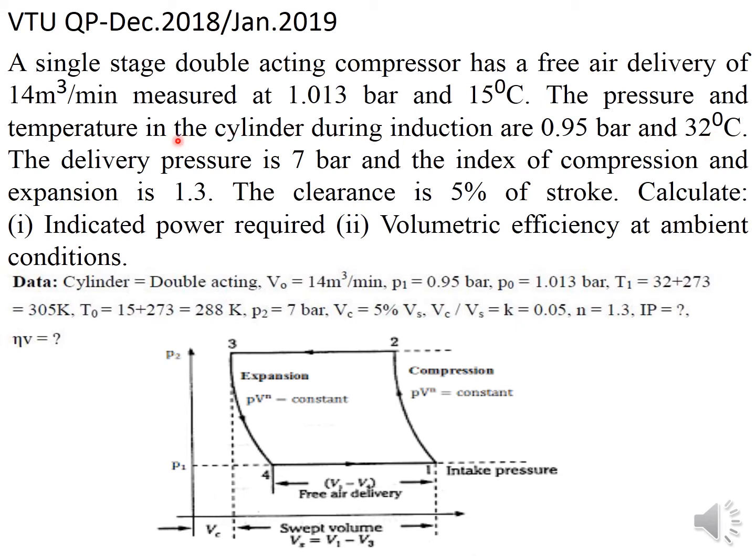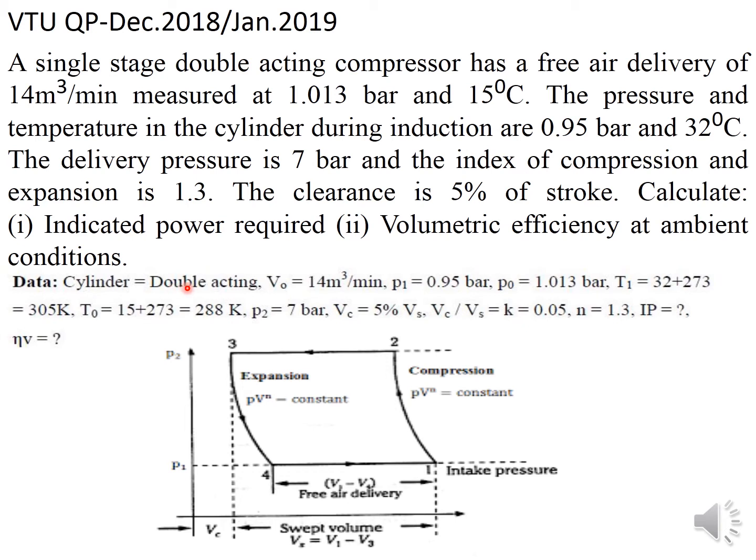Next. The delivery pressure is 7 bar and the index of compression and expansion is 1.3. In the earlier problems, just look at the expansion index. First problem we used 1.25, second problem 1.2, here 1.3. Whatever is given, we need to use that. The clearance is 5% of the stroke. Calculate the indicated power required and the volumetric efficiency at ambient conditions.